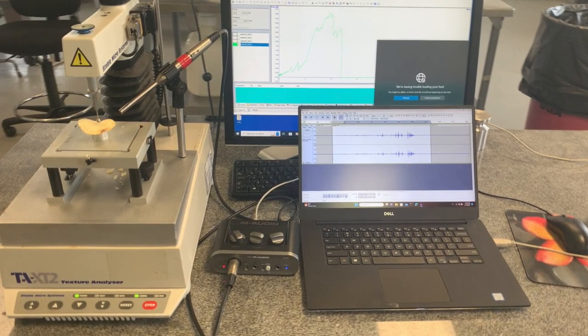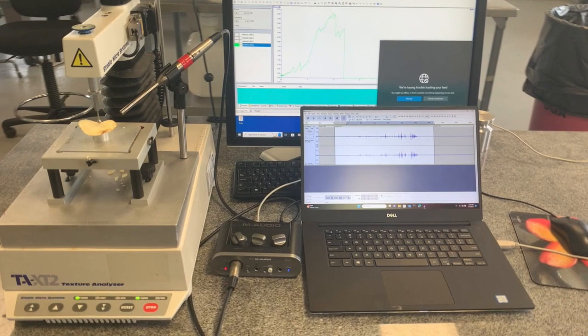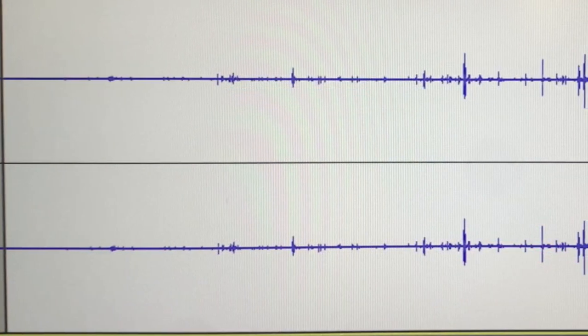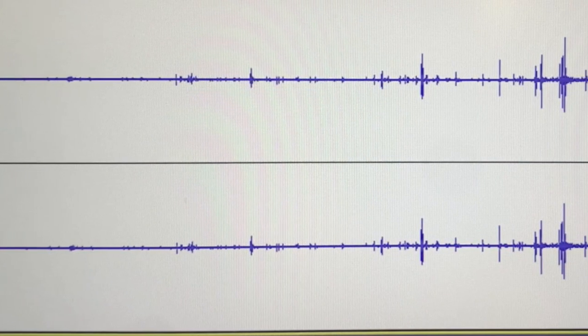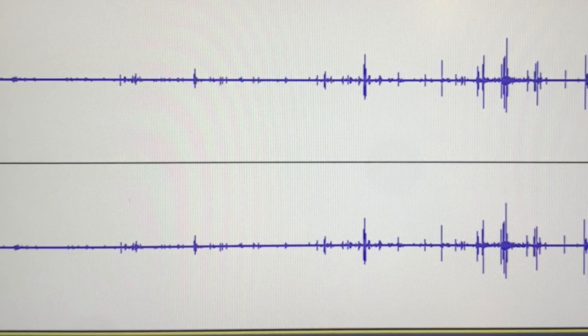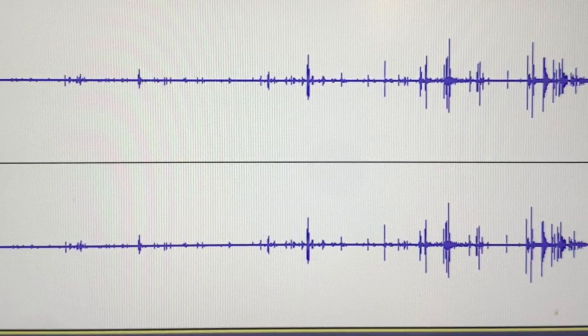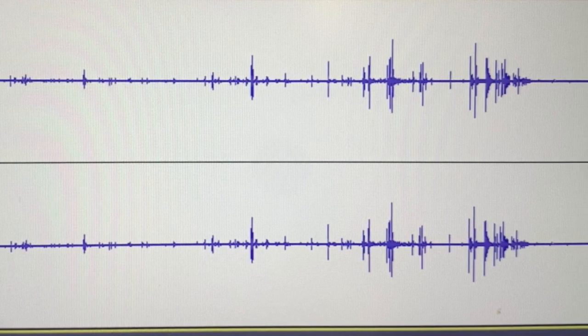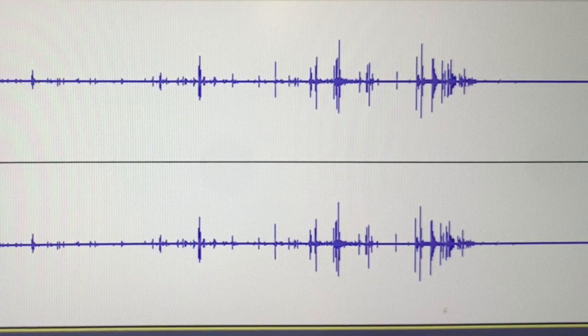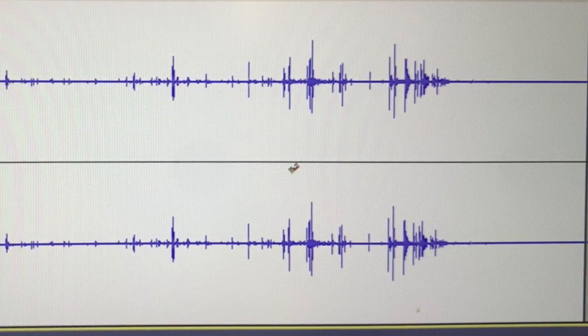The acoustic analysis method utilizes sound waves to assess crispness. By measuring the acoustic response generated when a food item is bitten or broken, it is possible to analyze the vibrations and their characteristics. The intensity and frequency of these vibrations can provide insights into the crispness of the food.